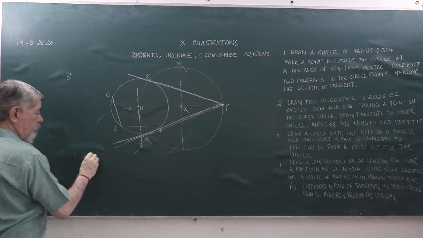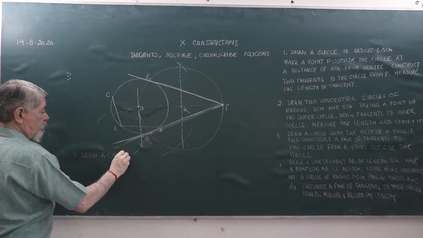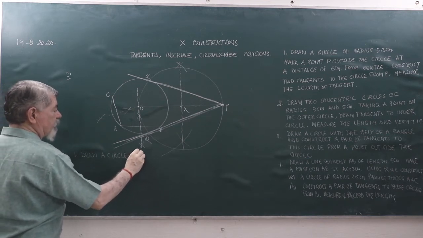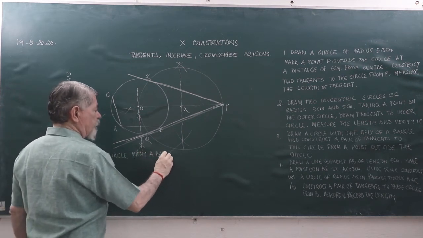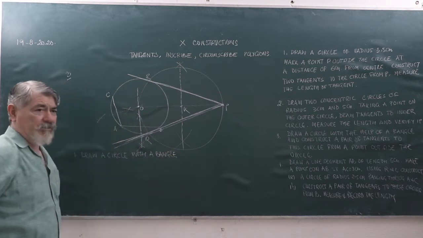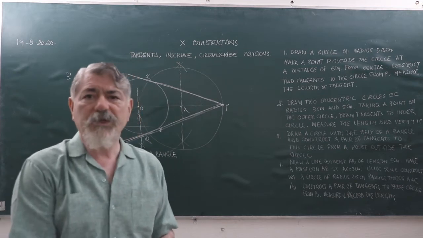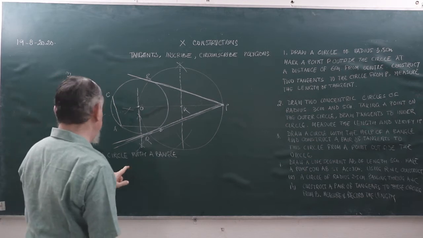Draw a circle with a bangle. Because he has said with a bangle. But if you don't have a bangle, you can use a kada. The purpose is that we don't know the center. The only purpose of telling you to draw with the bangle is that you don't know the center of the circle.